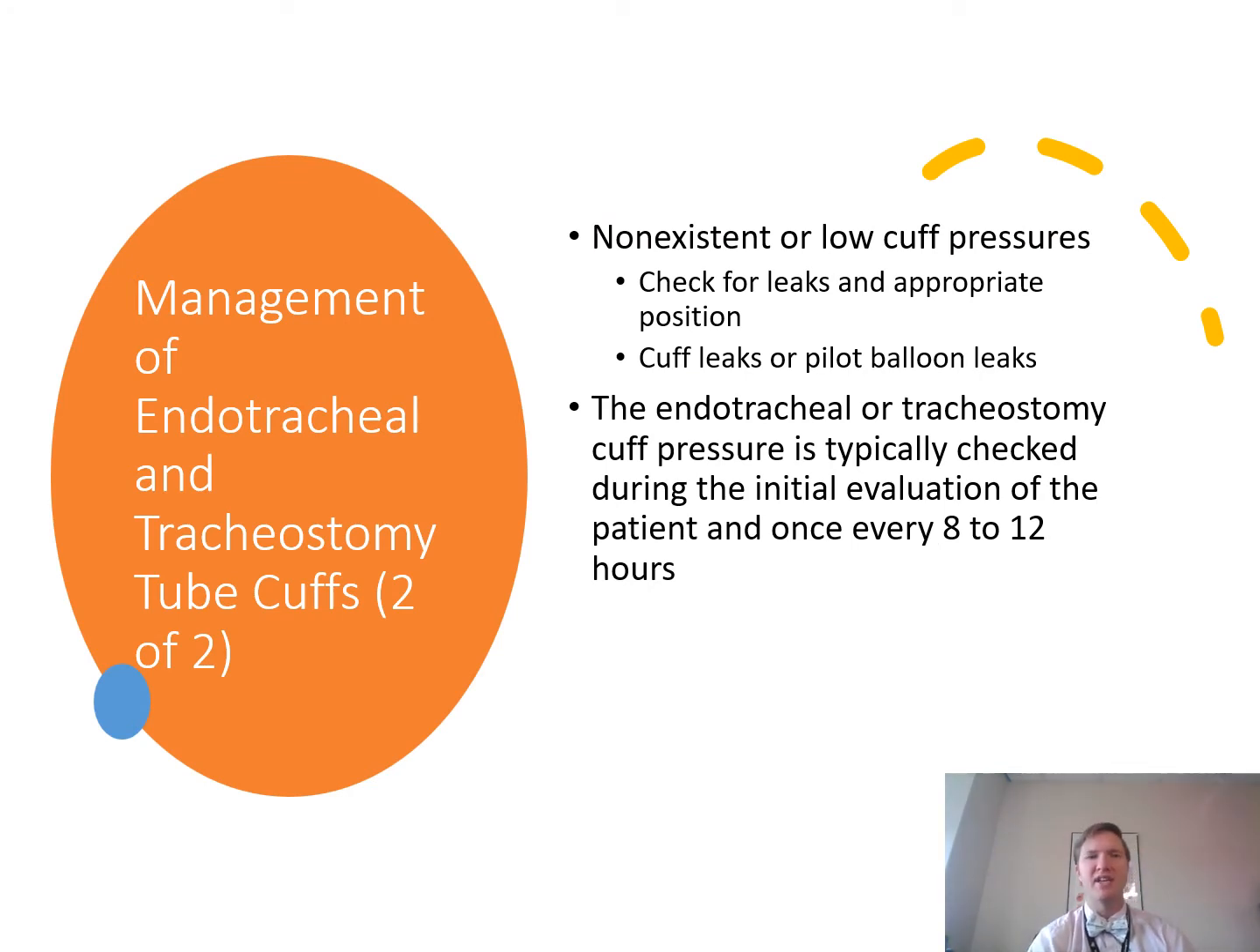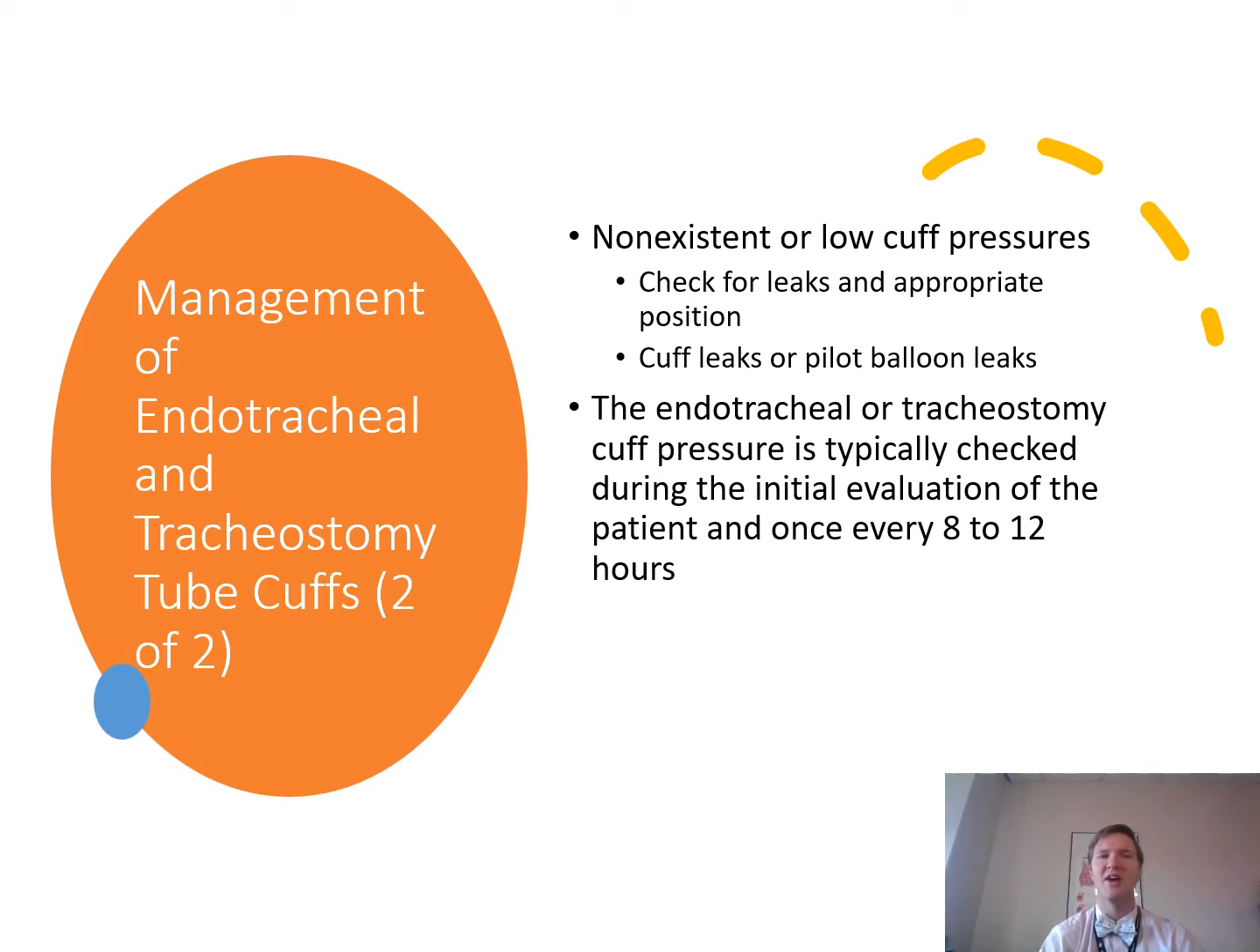All right, what if there is a non-existent or low cuff pressure? If the cuff pressure is very low or non-existent, then you should check that the cuff has been properly inflated and is in the appropriate position in the airway. I've seen this before where the cuff pressures are higher, the cuff pressures are higher, and then lo and behold, I look in there, get the direct laryngoscopy and look into the airway, and guess what's above the cords? The cuff, right? So they have pretty much a modified supraglottic airway at this point.